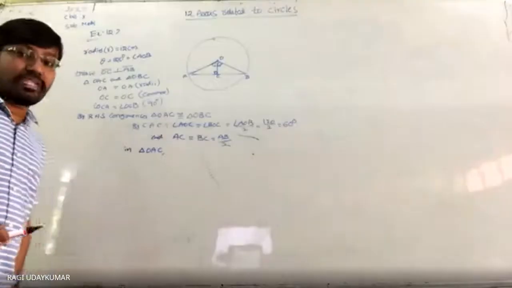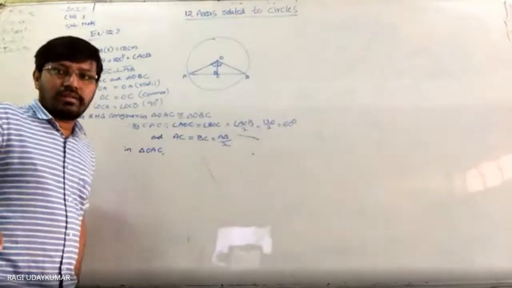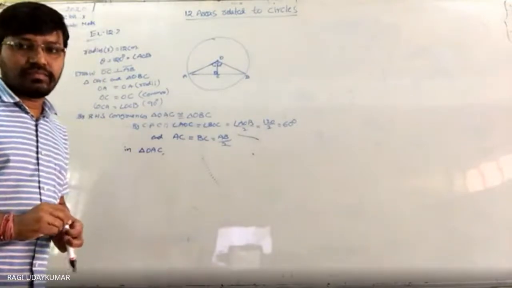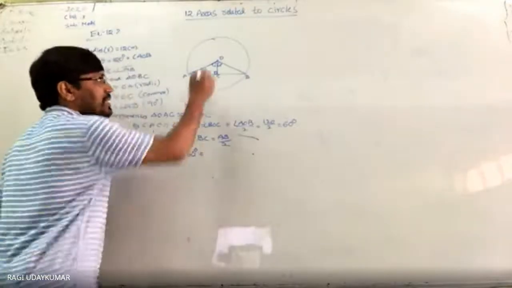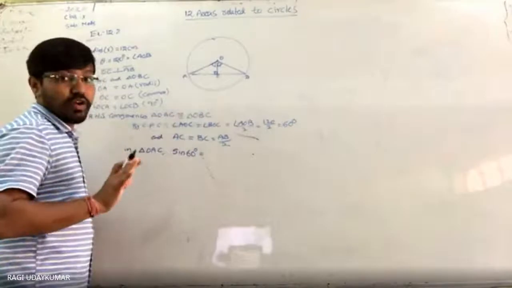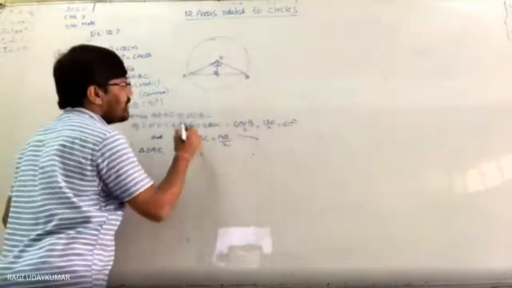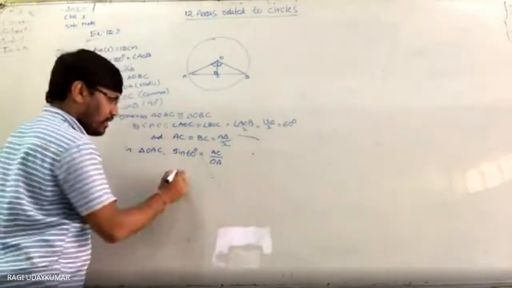AC क्या है? Opposite. Very good. Opposite and hypotenuse relation क्या है? Sine. So we need to take the sine. Very good. Sine 60 degrees, because this is 60, not 120 should not be taken because it is divided, we need to take it in this triangle. So sine 60 degrees is AC by OA. Sine 60 degrees value क्या है?